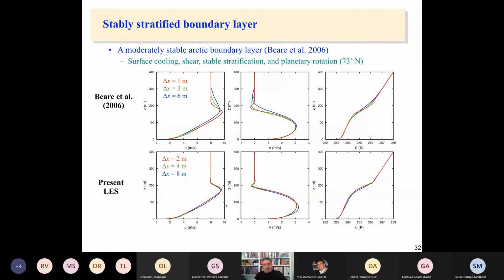These stably stratified cases are pretty tough to simulate, because the vertical length scale is not very big.